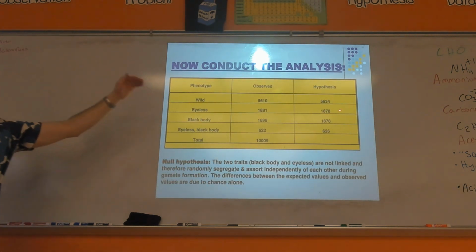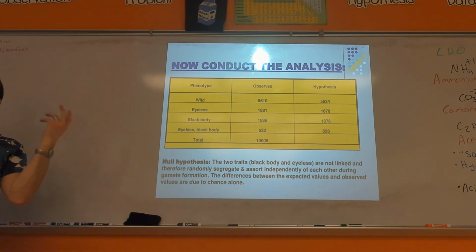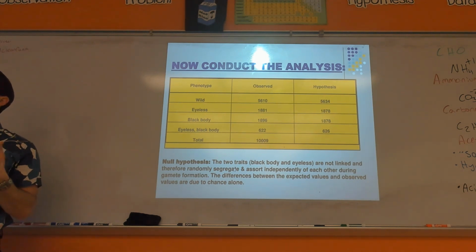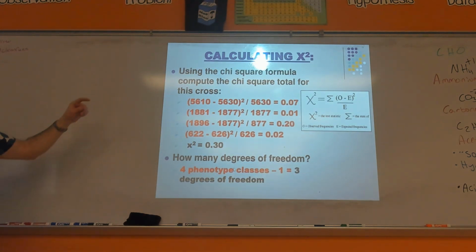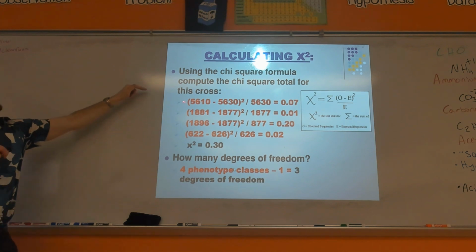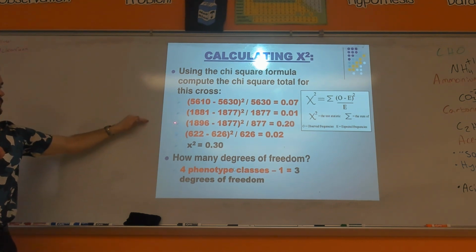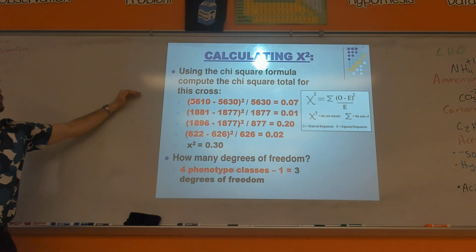So filling in our expected values, this is what you would expect if the genes are unlinked, and we're comparing that to the actual data that we got. Clearly the numbers are different, but is it statistically significantly different? That's the question we're trying to answer with the chi-square. So you would use your chi-square formula to get your chi-square value. For each of your 4 phenotypes, that's why there are 4 bullet points here, you're going to do a calculation.